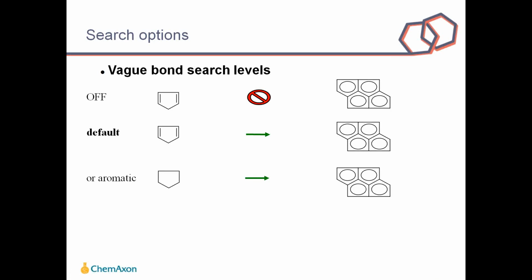But if it's not enough for you that the 5-member rings will match aromatic rings, then you can go further. You can say that every bond can be 'or aromatic'. So in this case, the left side structure will match the aromatic bonds, or you can totally ignore type. That's the highest weak bond search level. In this case, every 5-membered ring will match every other 5-member ring.